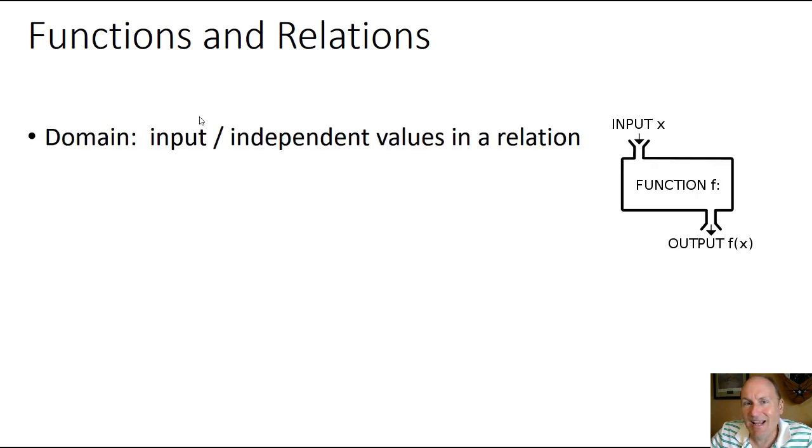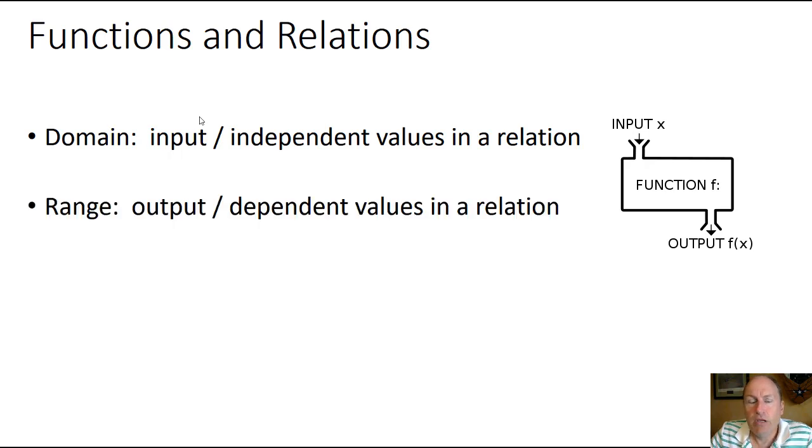So the domain is the input that goes into a relation. It is the independent variable. The range, however, is the output. It is what depends on that input. It is very much dependent on what goes into the relation.